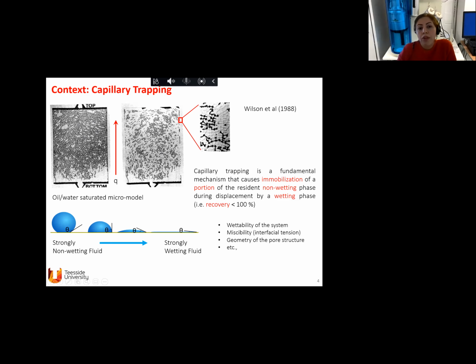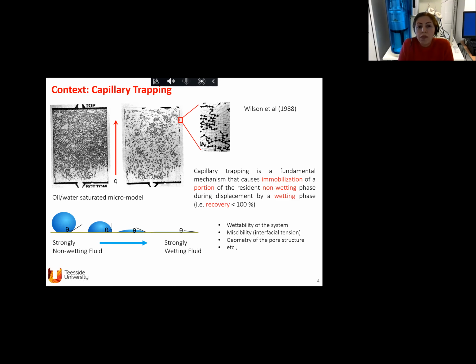But at some point, you'll realize that there's no more oil moving. Everything that is remaining is actually trapped, trapped under what we call capillary forces. Now, you can start to think about how to target that remaining oil and remove it by influencing a number of parameters that are controlling this capillary trapping.